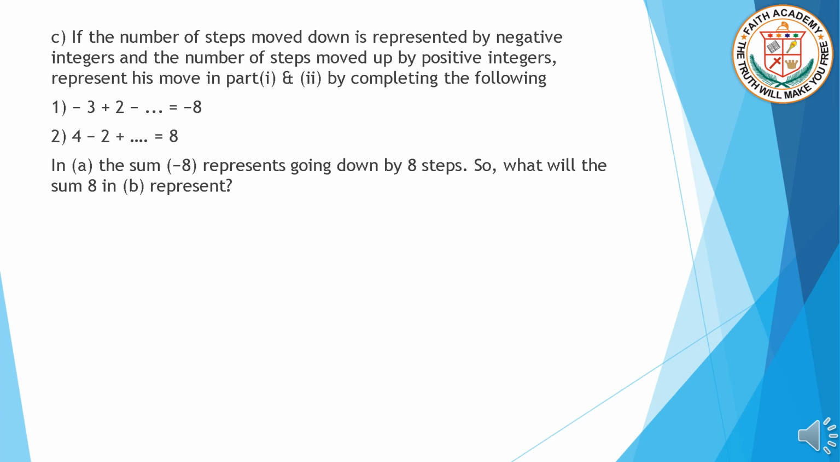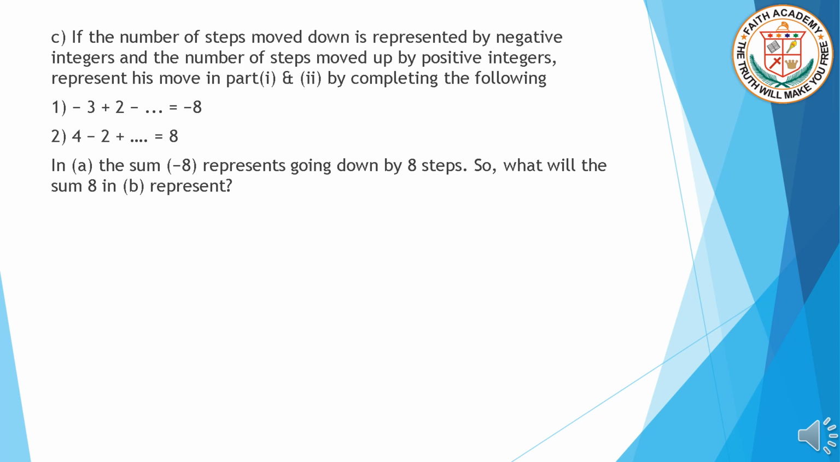Third part, if the number of steps moved down is represented by negative integers and the number of steps moved up is represented by positive integers, then you have to complete the following pattern and get the answers as -8 and 8. Now they are also saying if -8 represents going down by 8 steps, then what will +8 represent? Now as you can see, in the earlier two questions, we had taken going down as positive and coming up as negative, but now in this question, they have reversed the order. Now they are saying that going down is negative and going up is positive.